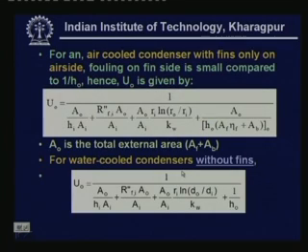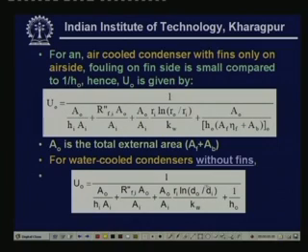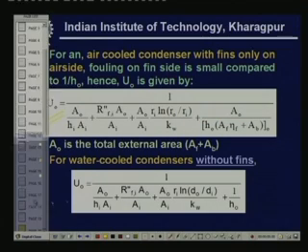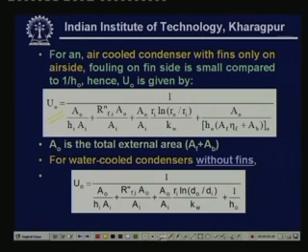For example, for an air cooled condenser with fins only on the air side, that means we do not have any fins on the internal side. For this kind of condenser, you find that the fouling on the fin side is small compared to the convective heat transfer resistance on the fin side. So, we can neglect the resistance due to fouling on the fin side. If you neglect it, the expression for overall heat transfer coefficient is given by this equation. This is obtained by simplifying the equation shown in the previous slide.